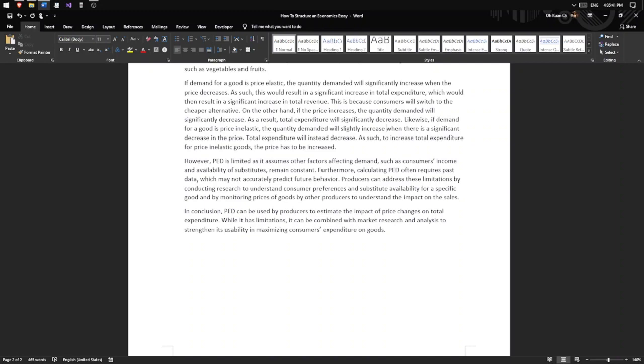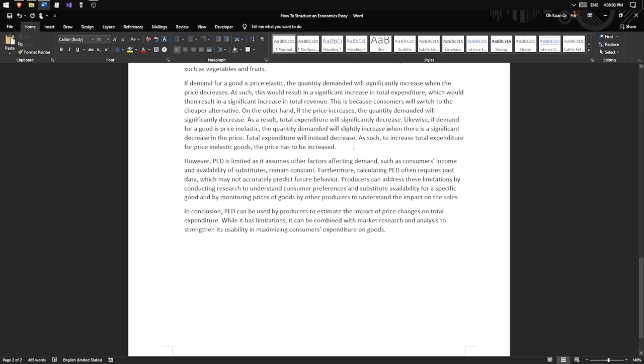But if it's more than 1, then you will have a higher total expenditure. But if it's inelastic, the numbers will be lower because the change is not that much compared to the price itself. So total expenditure will instead decrease, and as such, to increase total expenditure for a price inelastic good, the price has to be increased instead. All right.